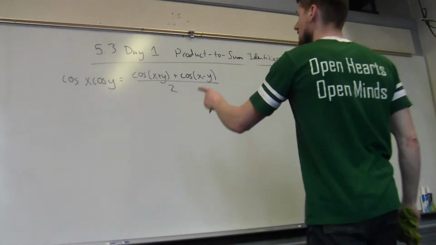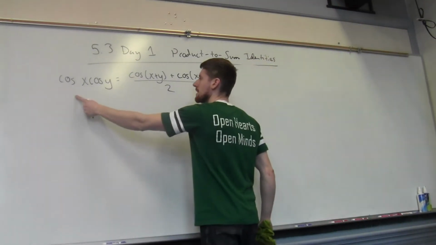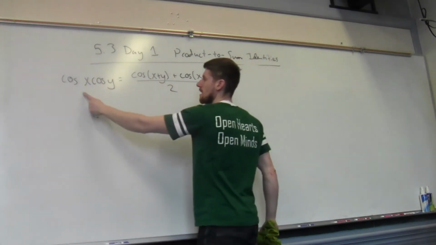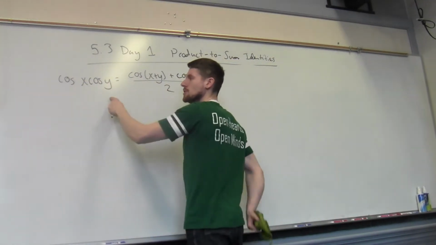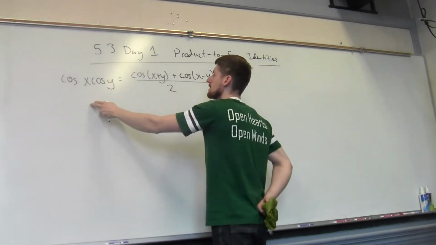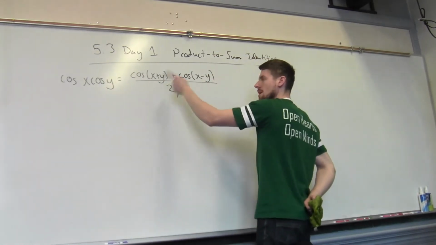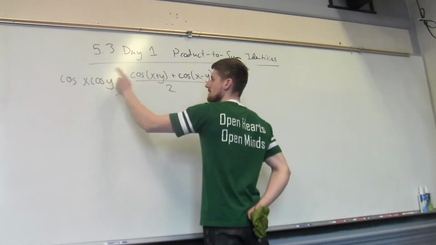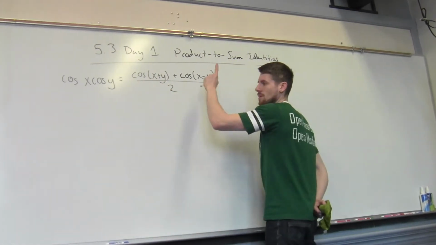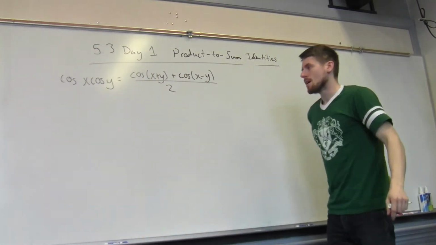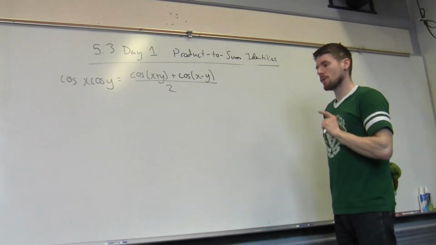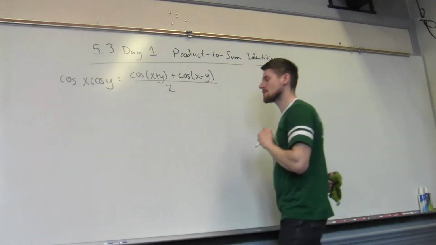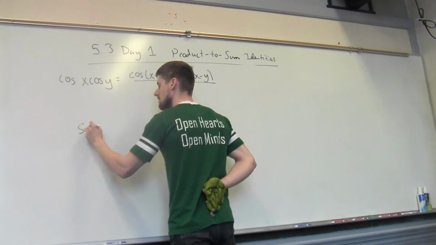So earlier we saw this identity get derived, that multiplying two cosines of different angles together can be written as the sum of two cosines, where one of these angles is the sum of the angles and the other angle is the difference of those angles. Now, one of the things that we can do with this is solve certain equations.